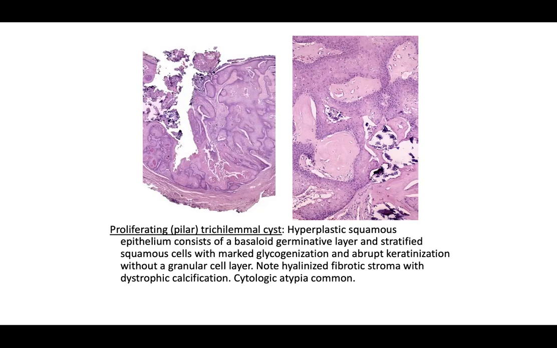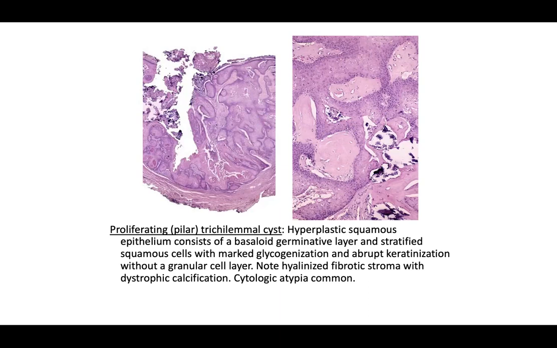So what you see in these are hyperplastic squamous epithelium that consists of a basaloid germinative layer, stratified squamous cells, and marked glycogenization, as well as abrupt keratinization without a granular cell layer. You can see the fibrotic stroma with dystrophic calcification. You should not see overtly atypical cells with abundant mitotic figures, but rather you can see some cytologic atypia because this is proliferating and there can be some reactive cellular atypia within the setting.